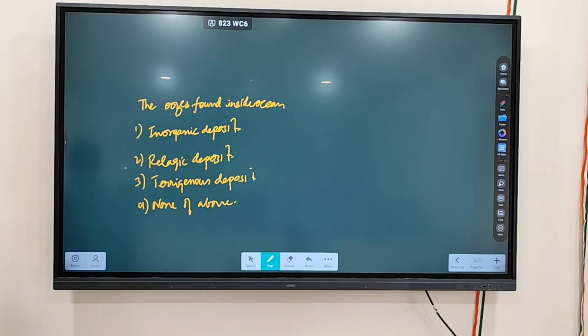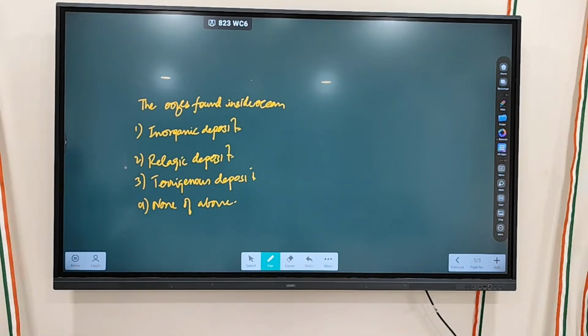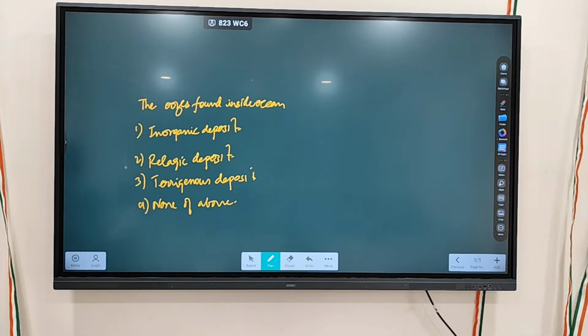Which is correct? Which kind of deposit is it?